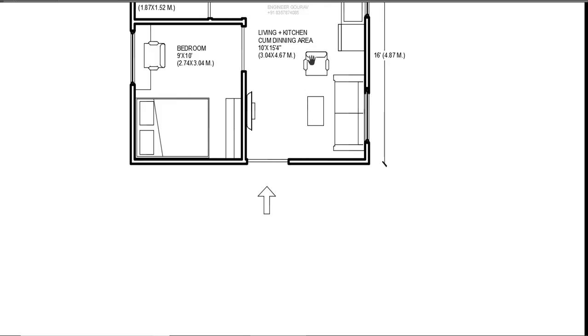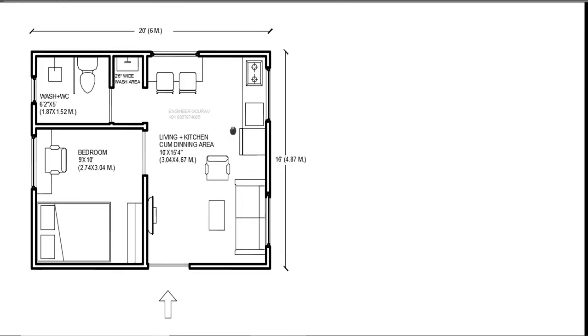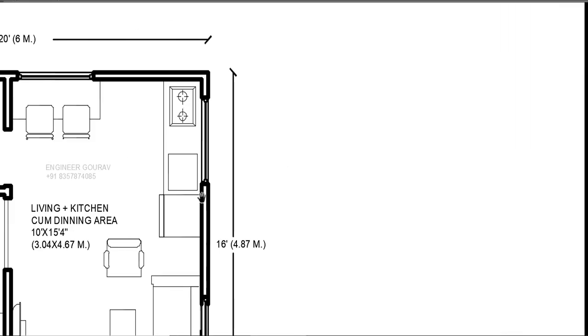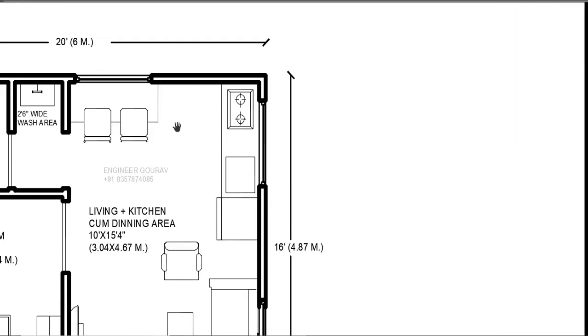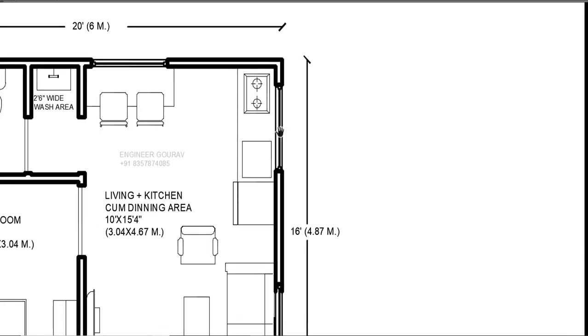So we have living plus kitchen cum dining area. You can see here the sofa arrangement, chair arrangement, tea table arrangement, also TV unit on the front wall and a large size window for ventilation and light purpose of this area. If you go inside, so we have kitchen cabinet with burner, sink and refrigerator arrangement. Also dining counter with 2 chairs and 2 large size windows for ventilation and light purpose of this area.